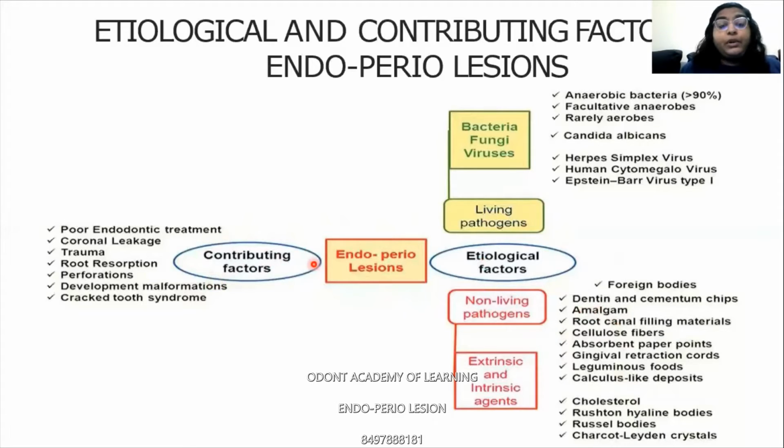Now, coming to the contributing factors. That means the above is the main cause, and along with this, these factors also contribute to endoperio lesions. Poor endodontic treatment can lead to an endoperio lesion. Coronal leakage: after completing the root canal, many patients don't maintain good oral hygiene, or they don't come back for the coronal permanent restoration or for a crown. In such cases, the coronal restoration, if temporary, gets dislodged, and leakage can occur. This can again lead to reinfection. Also cases of trauma, root resorption, either external or internal, iatrogenic perforations, developmental malformations, and cracked tooth syndrome. All of these are contributing factors to endoperio lesions.